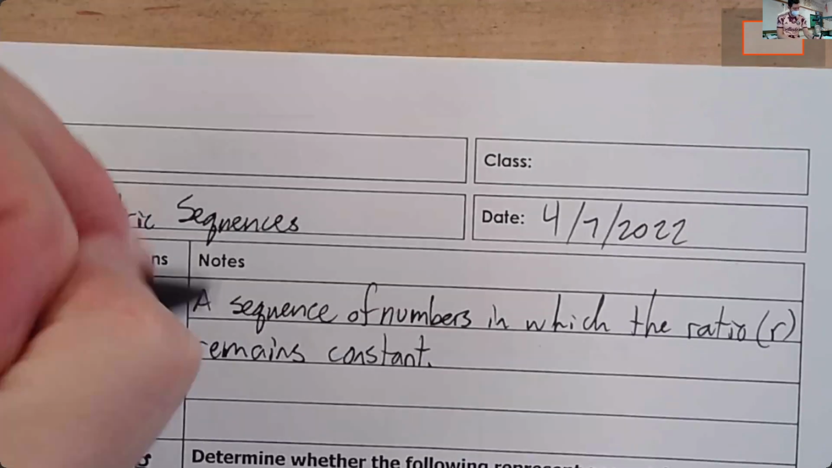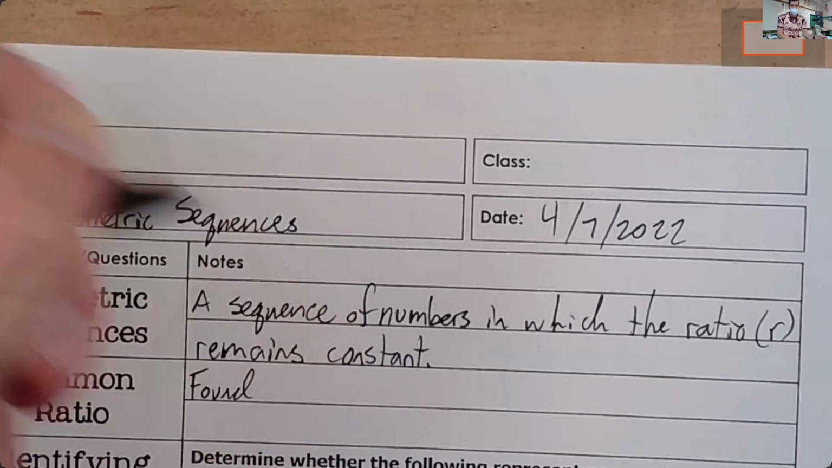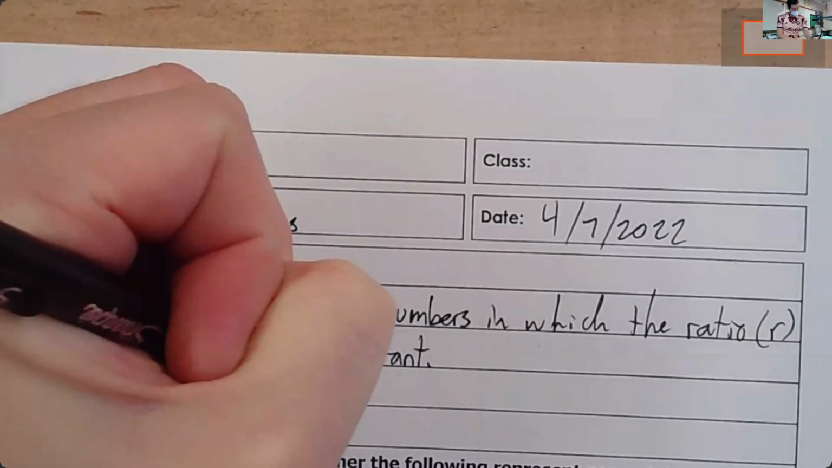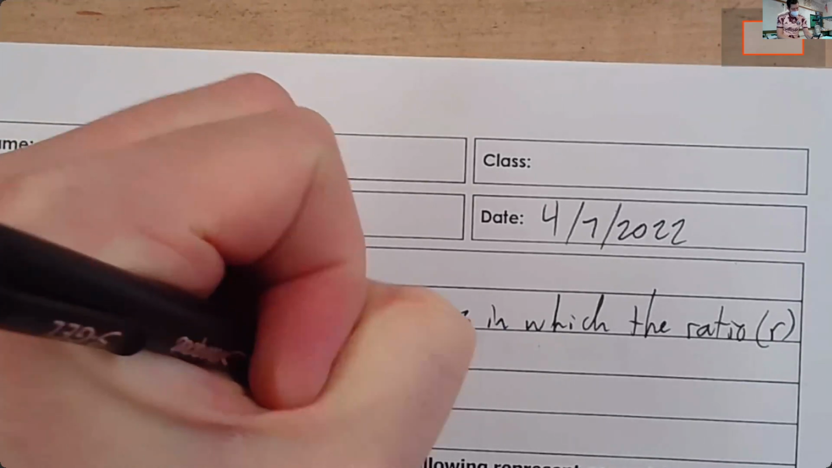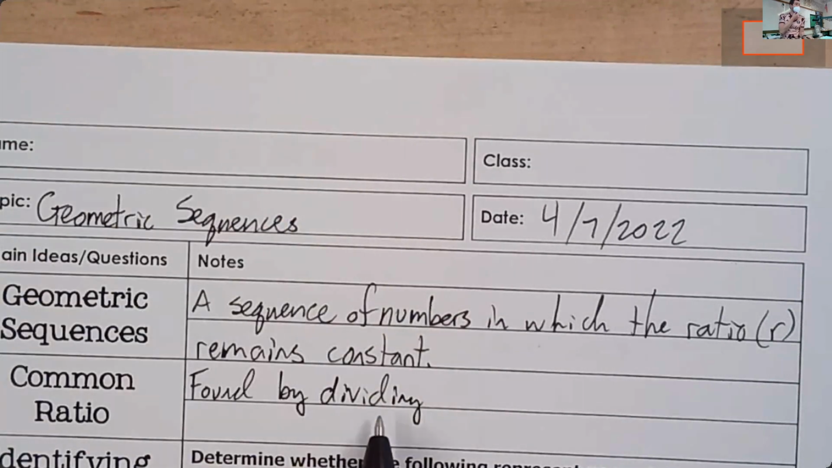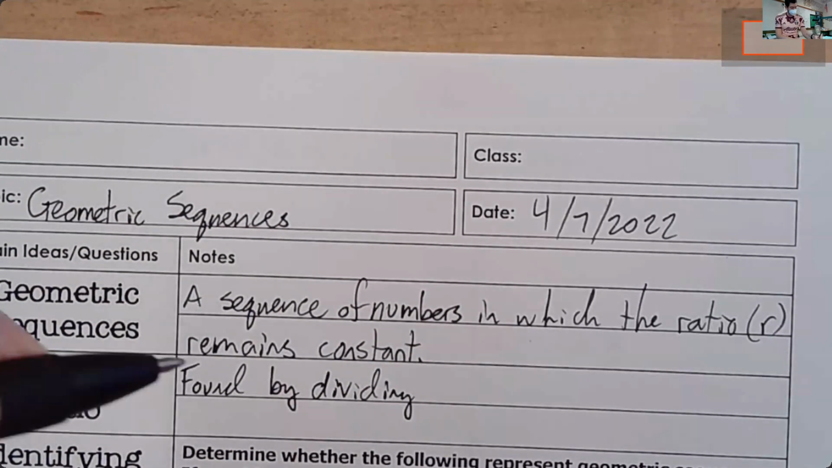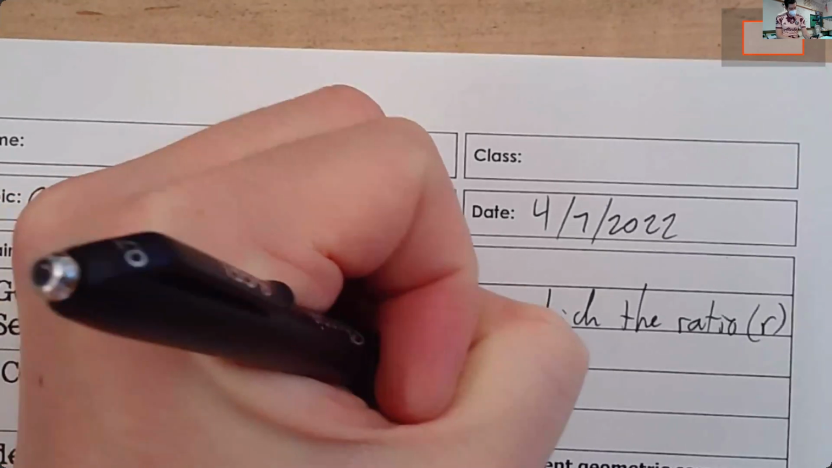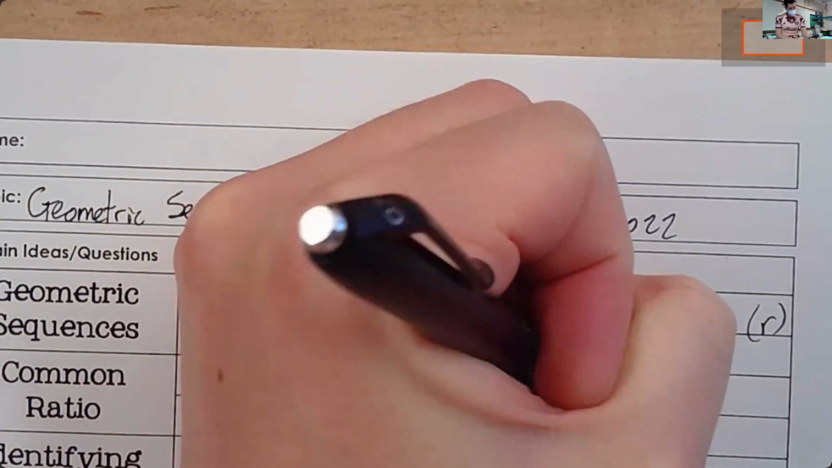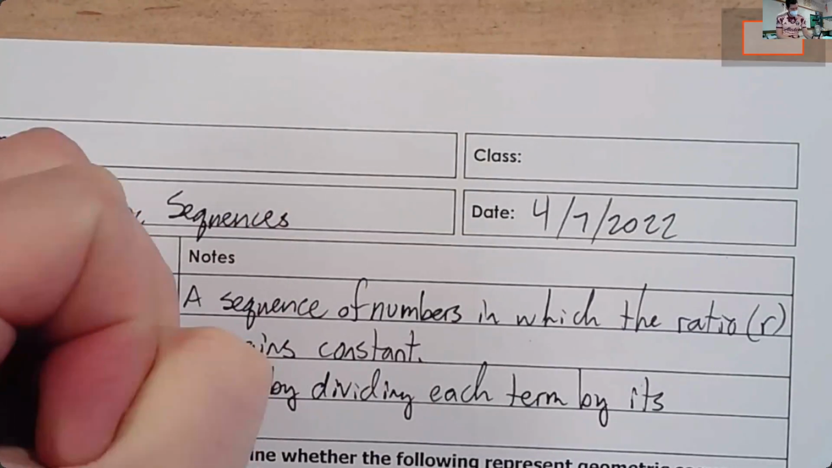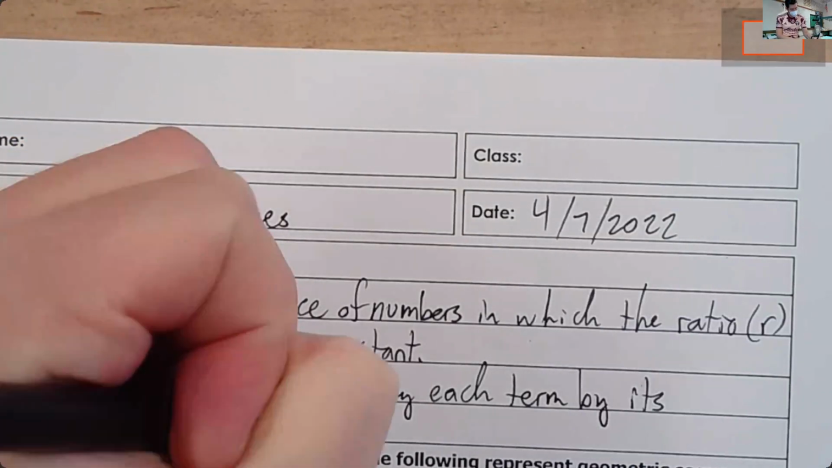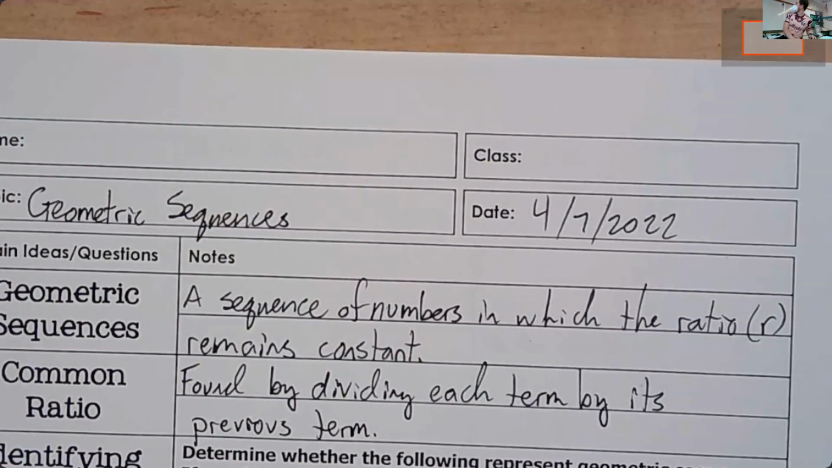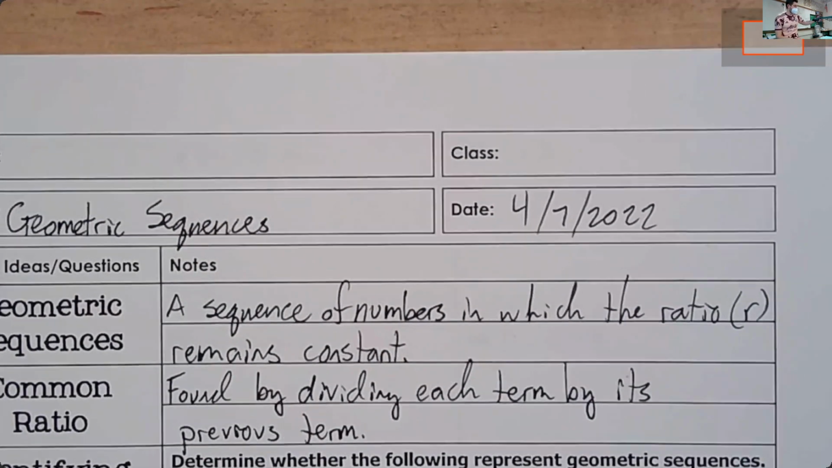And the common ratio is found by dividing, and this would be kind of the fraction portion of our ratio. Division and fractions are the same thing. Dividing each term by its previous term. So the common ratio, which is the thing that gets you from one number to the next, is found by dividing each term by its previous term.